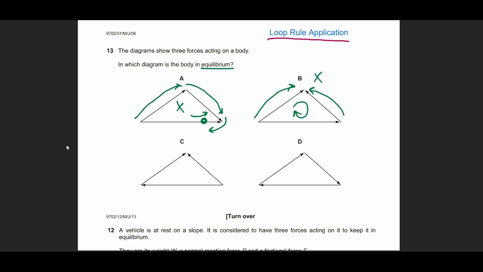Now, when I go to option C, let's start from this point. I follow the direction. Okay, that is fine. I follow the loop direction. That is also fine.